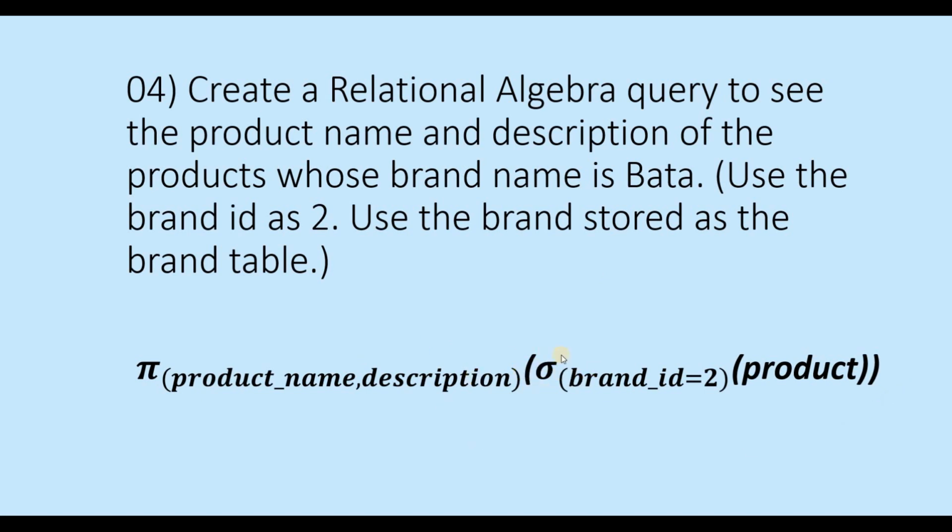So here you can see, first we have to use the selection, the sigma, the letter sigma, to get the products with the brand ID equals to 2. First we have to get this, and after filtering those data, after getting the brand ID 2, then we have to get the product name and the description. For that, I have used the projection, the operator projection, to get the product names and descriptions corresponding to this ID. So here's the answer for the fourth question. So you can see this is the relational algebra query.